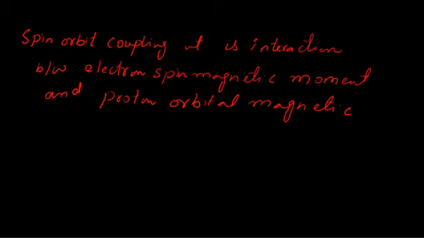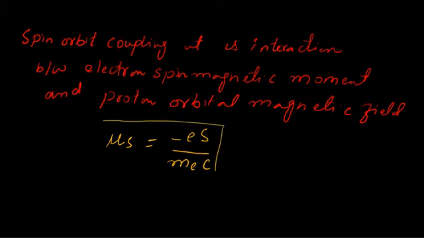So what is the spin magnetic moment of the electron? We can write the spin magnetic moment of the electron as mu s. So mu s is equal to minus e S divided by m_e c. This is the formula for the spin magnetic moment of the electron.